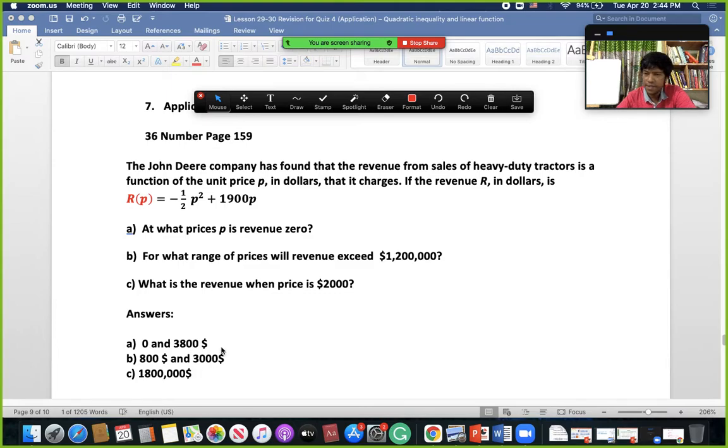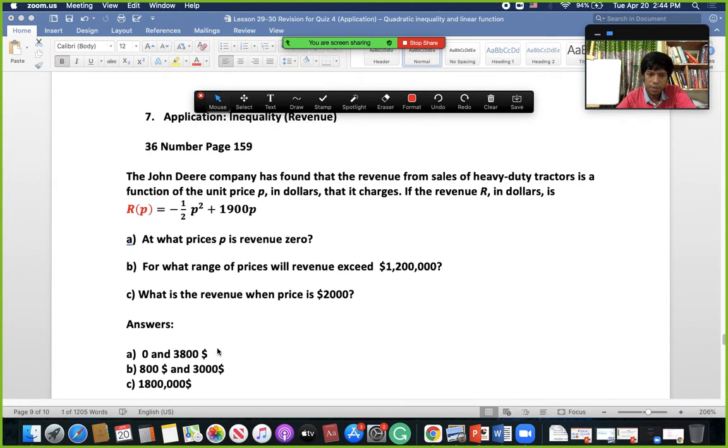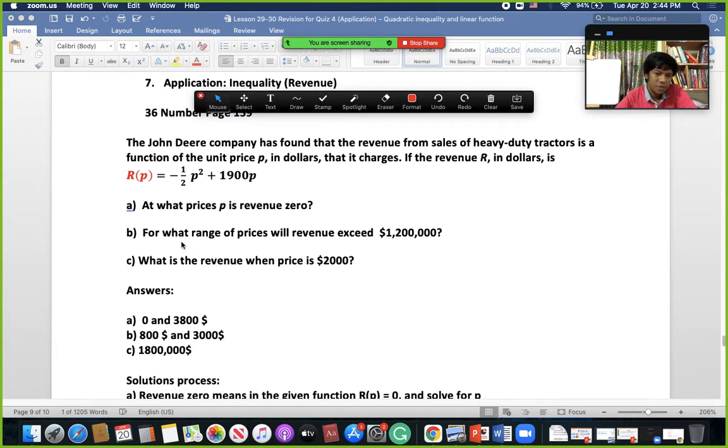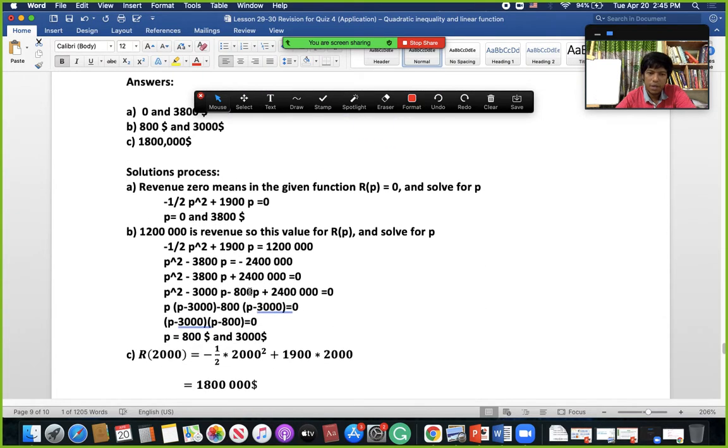And this maths is also from one of our previous classes. For what range does the revenue exceed this much? This is the value of revenue. That means you put this red color value here, then find out p equals what. Okay, then what is the revenue when the price is 20,000? So p equals 20,000, you find out revenue equals what. Okay, and the math is done here also.